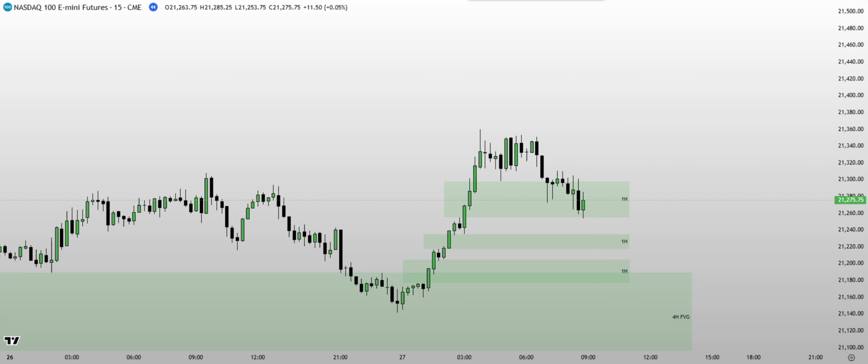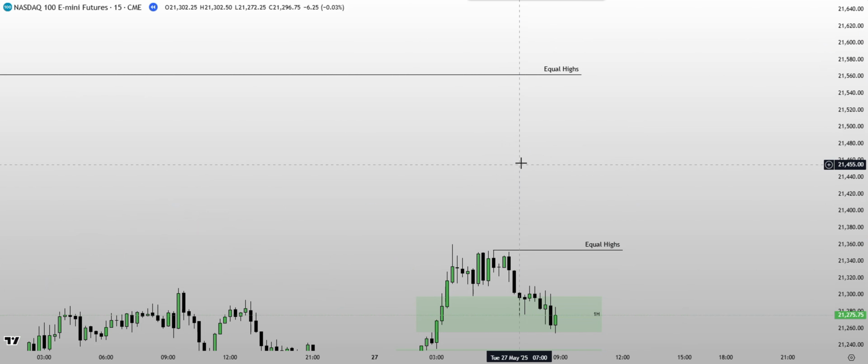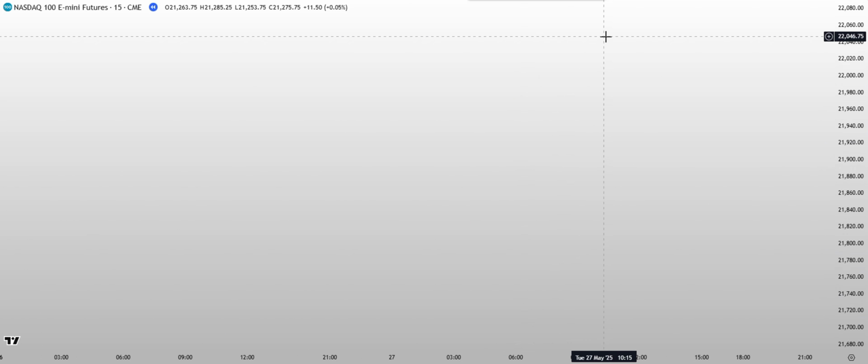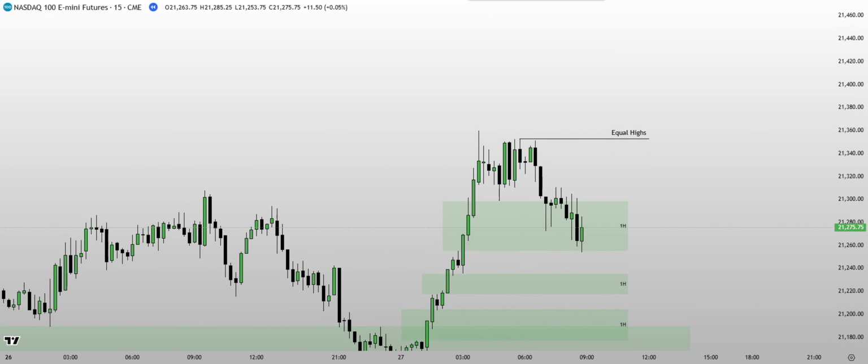Now, what do we have on the 15-minute? Oh, look at this. We have equal highs right here. So now we have equal highs on the 15-minute, a clear draw for price to gravitate towards later on. That is consistent with the 4-hour equal highs. That is consistent with the daily objective to the upside right here. And the state of delivery is clearly bullish on all these higher time frames.